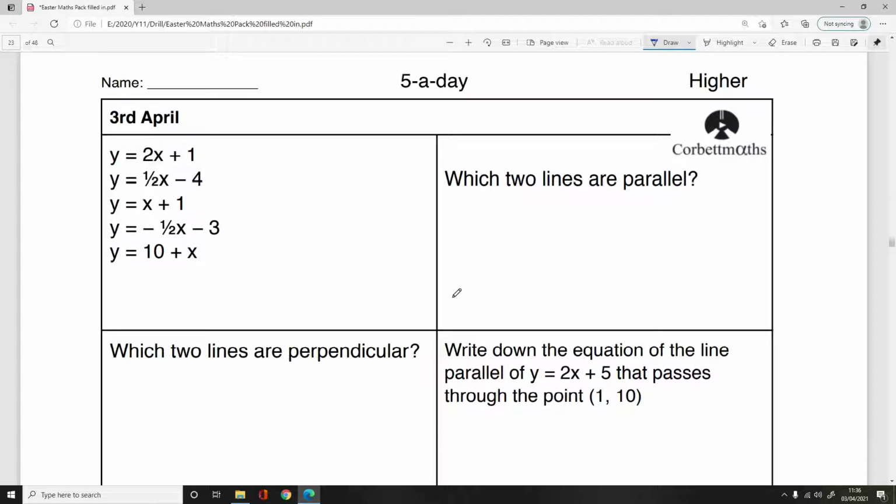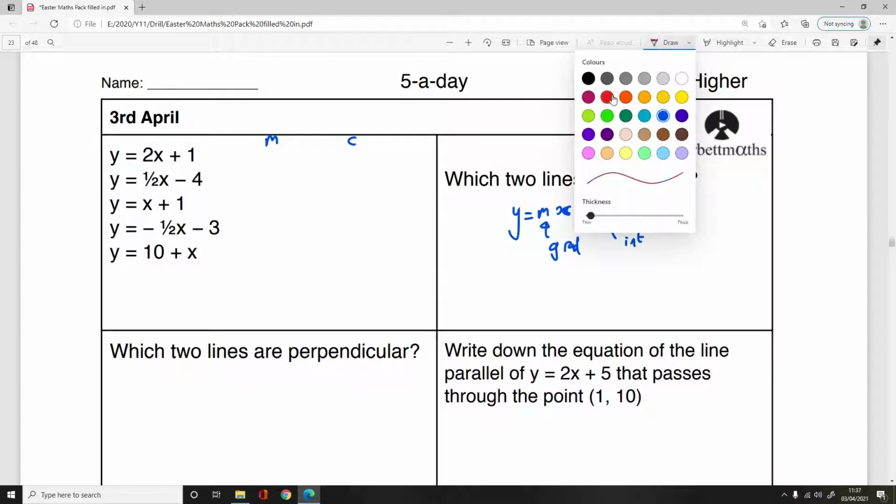Where we look at lines, and we know that the general format of any line is y equals mx plus c. That's what we're always trying to rearrange it to, where m gives you the gradient and c gives you the intercept. These are already basically arranged. So let's just do a quick table of what gradient and intercept is.